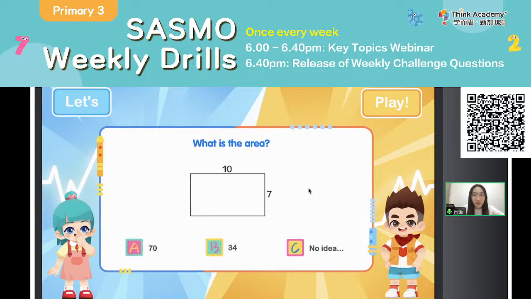Okay, next one. What is the area? Yeah, what is it? Okay, good job. 10. And then what should we do? Is it 10 plus 7 times 2? No. Here, everyone pay attention. What is the question asking you? What is the area? What is it? Okay, correct. So that is 10 times 7, which is 70. Okay, so it should be A.